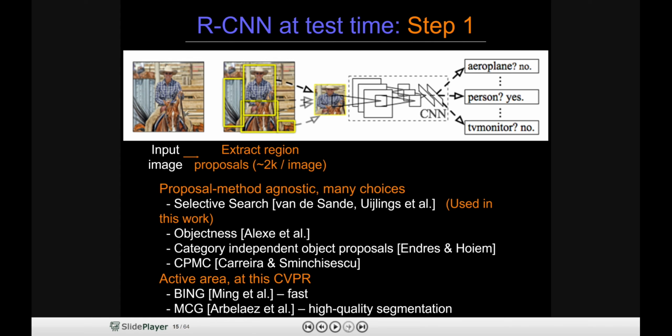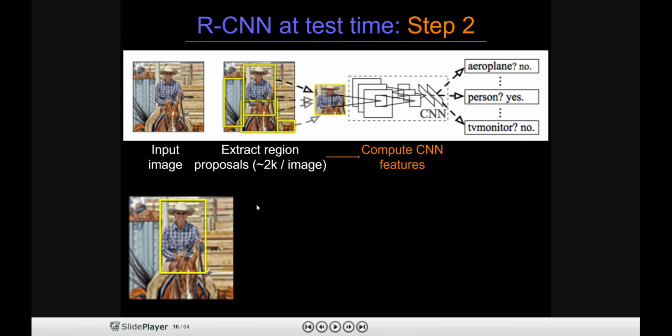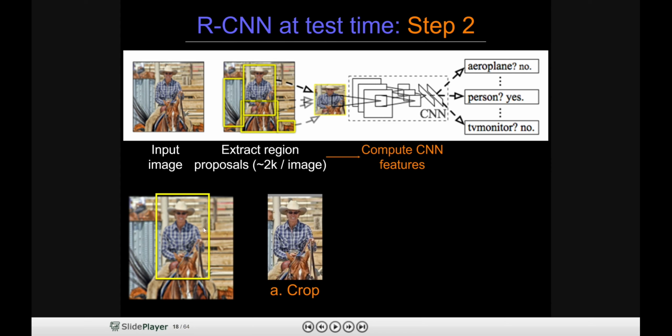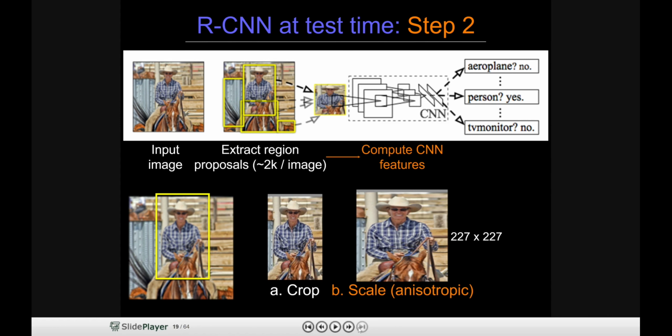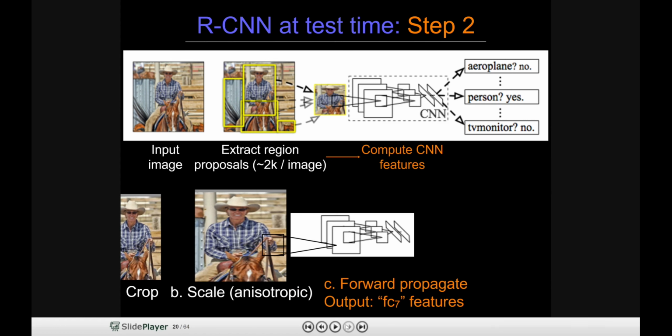And next, step 2 is going to extract that region: dilate the proposal, crop that region, and then crop that image and warp it into the box. Over here this image is just warped into this box, and then it moves forward to compute the convolutional neural network's 7th layer feature extraction.